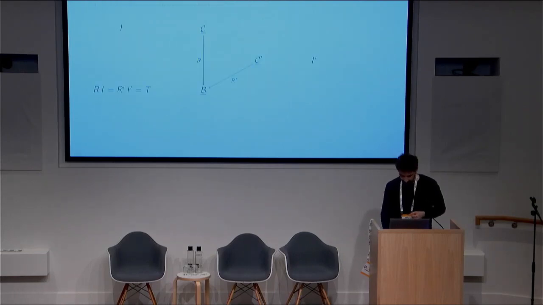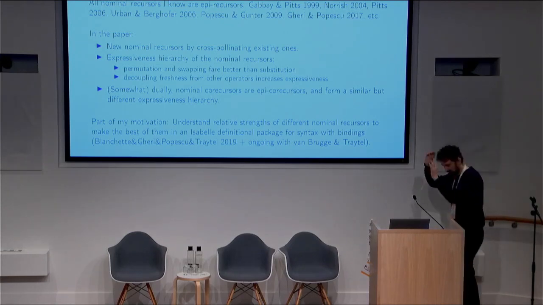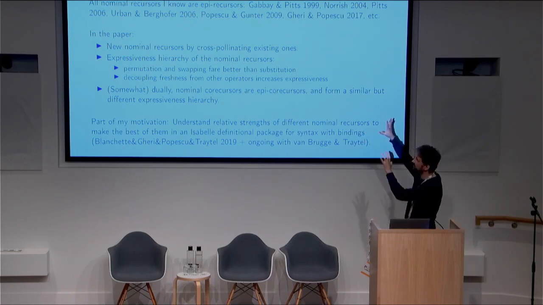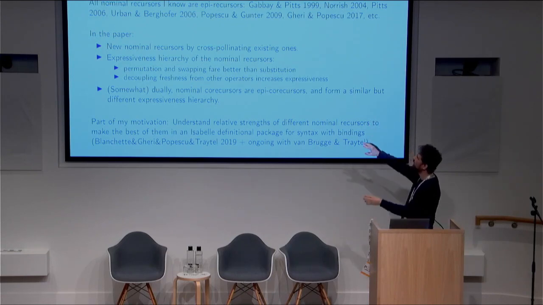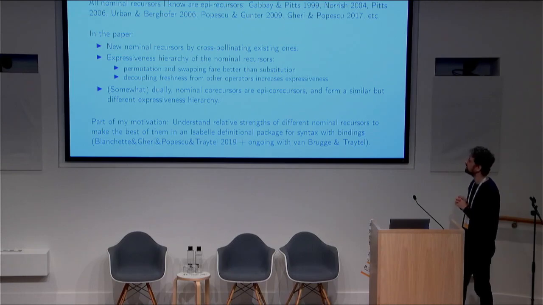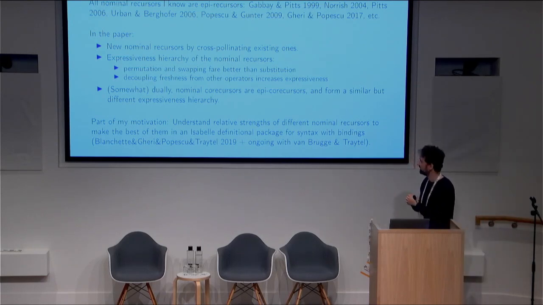Okay, so some other things that you can find in my paper. Again, I hijacked this for just giving a tutorial on nominal recursion, but essentially I show how all the recursors from the literature are epi-recursors in the sense that I just described. And you can create new ones by cross-pollinating existing ones, and you have an expressiveness hierarchy that discusses how the different operators fare relative to each other. And I also studied the nominal corecursors, which are in some sense dual to nominal recursors, and in others they are not.